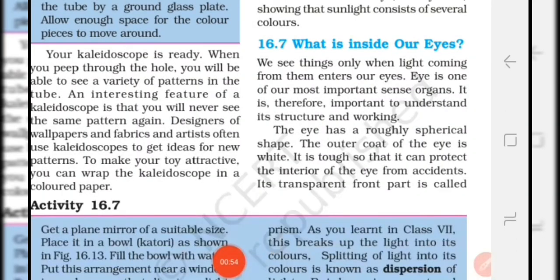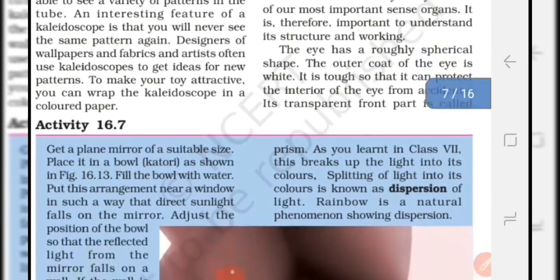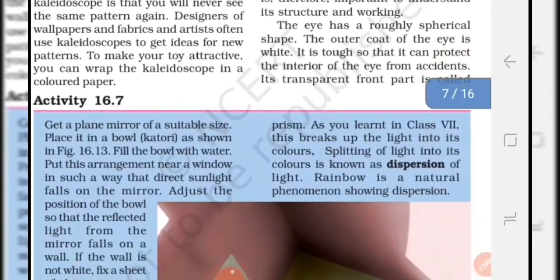Students, the eye is one of our most important sense organs, which gives us the sense of vision. We see objects only when light coming from objects enters our eyes. So it is important to understand the structure and working of the eye. So let us understand the structure of the human eye.